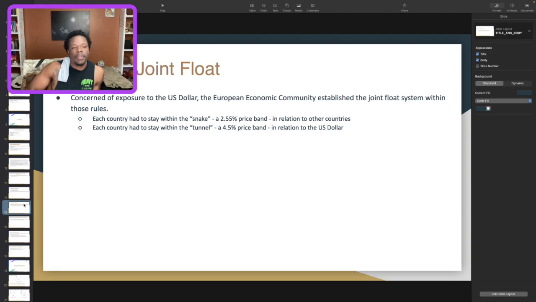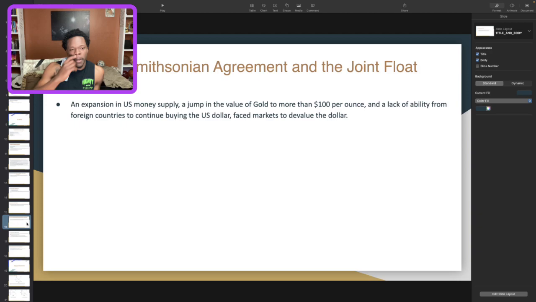And with the European joint float, out of concern of exposure to the US dollar, the European community established this joint float system. Within these rules, each country had to stay within the snake, which is basically like supply and demand, if I was to describe it. And with the end of the Smithsonian Agreement and joint float, an expansion in U.S. money supply, a jump in the value of gold to more than $100 per ounce, and a lack of ability from foreign countries to continue buying the U.S. dollar, markets were forced to devalue the dollar.